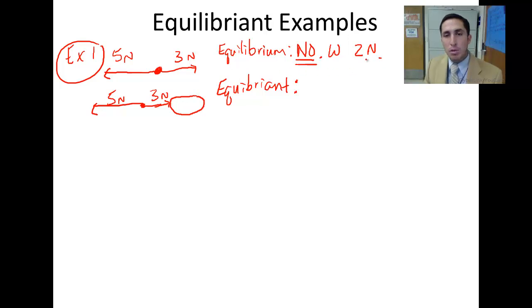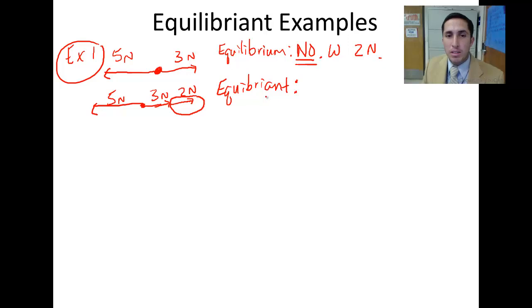Well, we know it's going to pull with 2 newtons to the west, so we need 2 more newtons going in the opposite direction, which would be to the east. So now let's see. You've got 5 newtons to the west. You've got 3 plus 2, that's 5 newtons to the east. Well, what happened with this 5 to the east and this 5 to the west? Great job. They will cancel out.